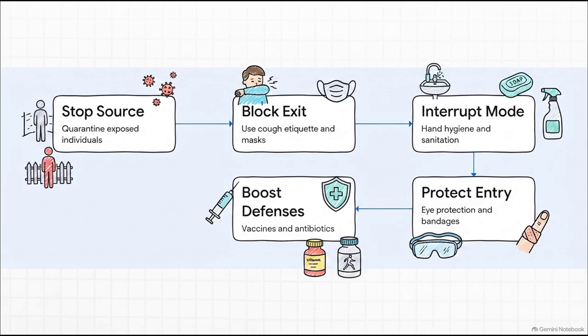Step 1, eliminate the source directly by quarantining exposed individuals during that sneaky incubation period, making sure the pathogen goes nowhere. Step 2, block the portal of exit with simple respiratory hygiene, coughing into an elbow or wearing masks to catch those droplets. Step 3, interrupt the mode of transmission with strict hand washing and sanitizing surfaces. Step 4, if it's coming our way, protect our own portals of entry with eye protection or bandages over broken skin. And finally, step 5, proactively boost the host's defenses using vaccines, careful antibiotic stewardship, and just maintaining good overall health so our immune system is ready for the fight.